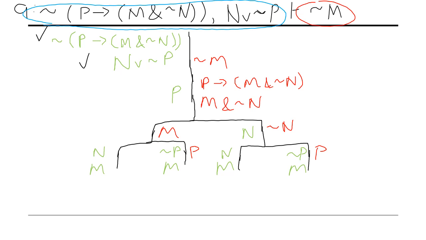So now we've broken everything down. Let's go back through, see if we've got any contradictions. I've got an M on the left and an M on the right, so I know this one's going to close off. Same thing right here. I've got an M on the left and an M on the right, so this one's going to close off.